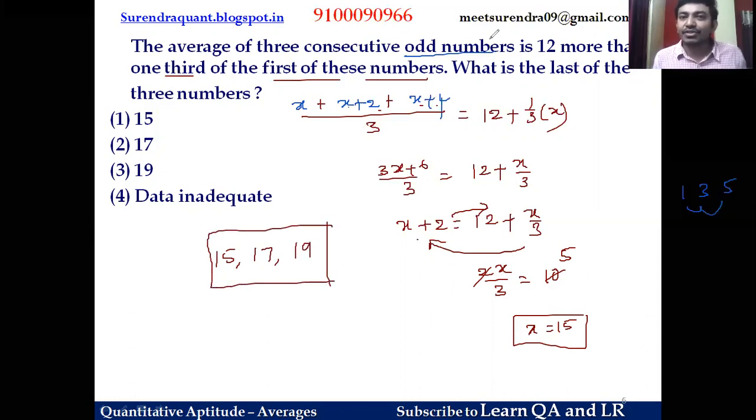But what is our question? The question is, what is the last of these 3 numbers? The third odd number is 19. The answer is 19. So please be careful what they are asking. Don't be in a hurry; in a hurry in the exam, we'll make a lot of mistakes. Please be careful. Next question. Let's continue.